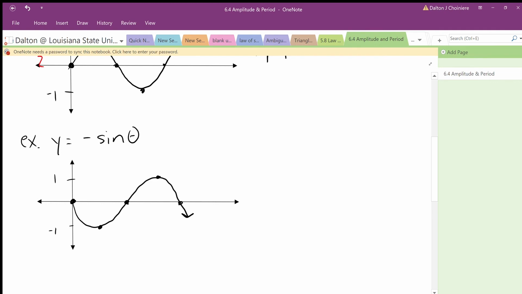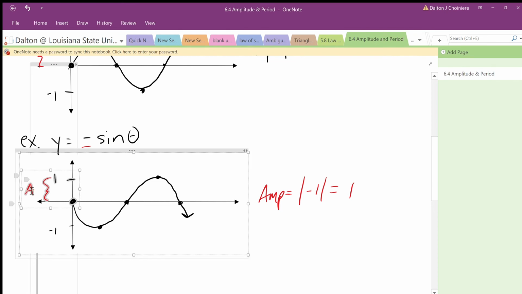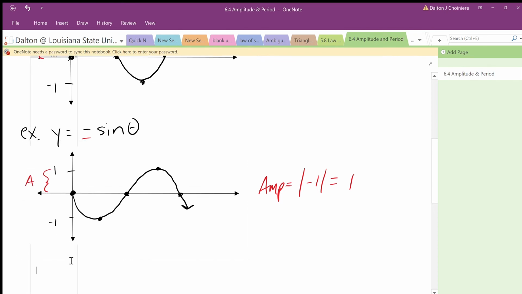Okay, the variable in front of sine is -1. So then my amplitude is going to equal the absolute value of -1, which is still +1. So again, it's that distance away that the function maxes out from the x-axis.